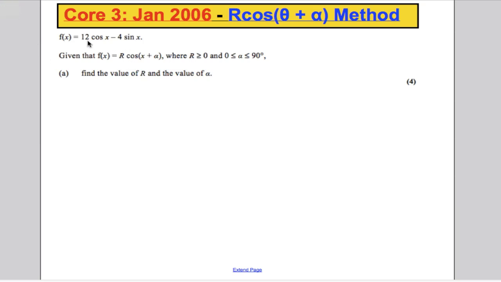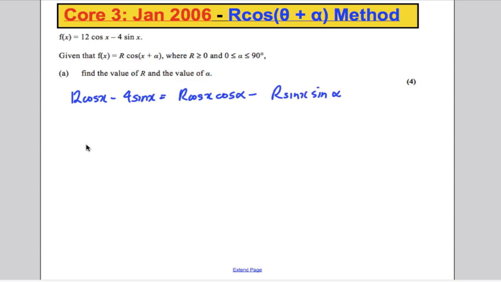Okay, so we're told we've got this function. We're given that the function can be expressed in R cos(x + alpha) form, where alpha is between 0 and 90. Find R and find alpha. Same old stuff again. So we can say that 12 cos x subtract 4 sin x must be equal to R cos x cos alpha subtract R sin x sin alpha.